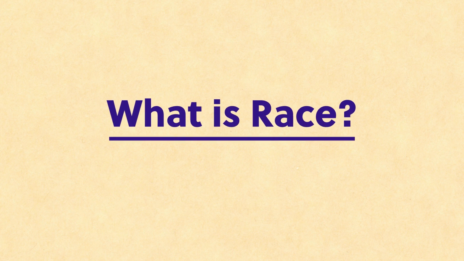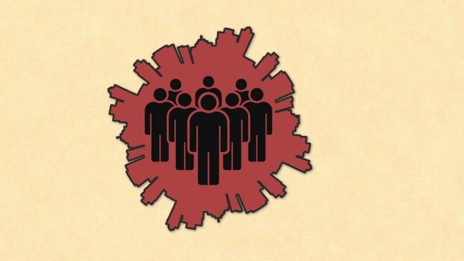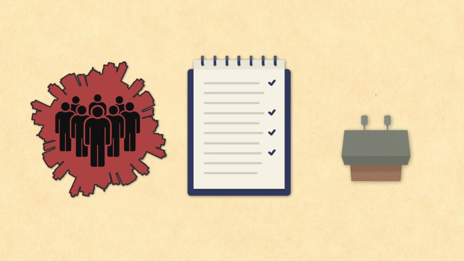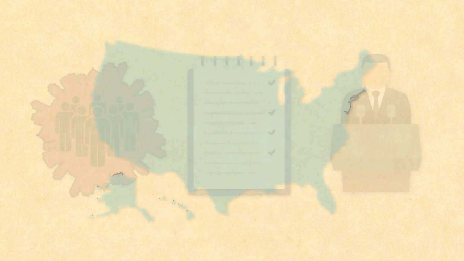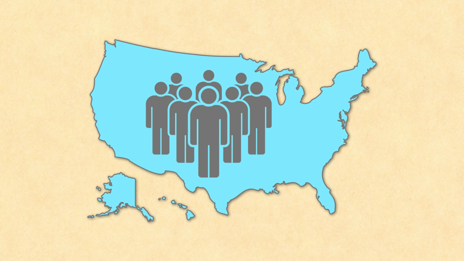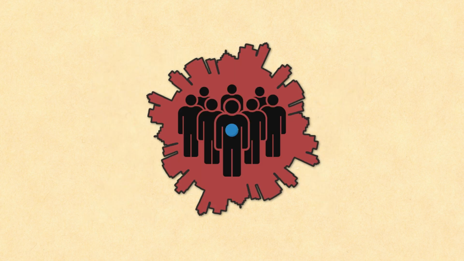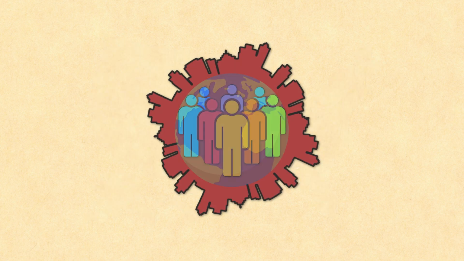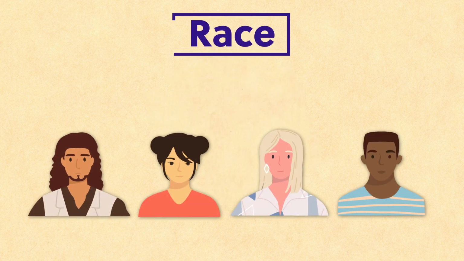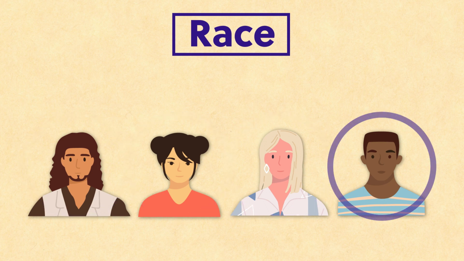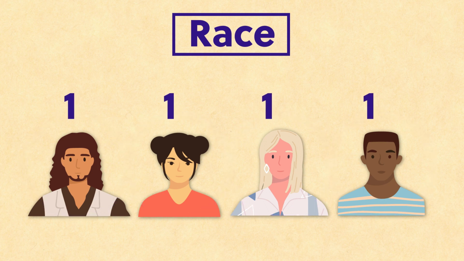What is race? A society is a big group of communities. A society usually has rules and people in charge. The United States is one society. We all live in societies. Society makes different ways to group people. One way to group people is by race. There are different races people can belong to. Each person can be part of one race or multiple races.